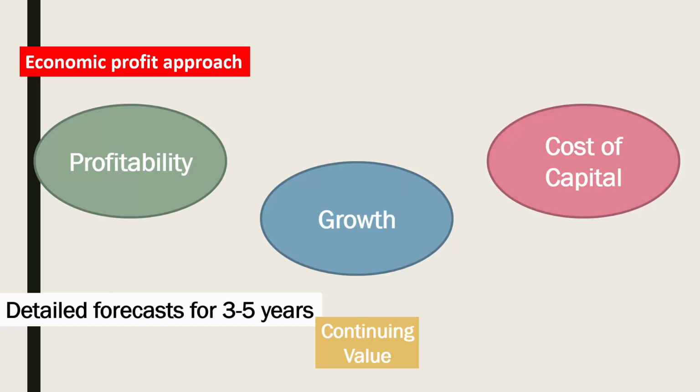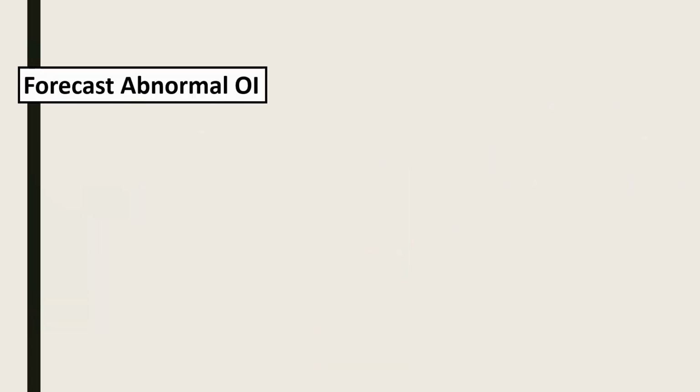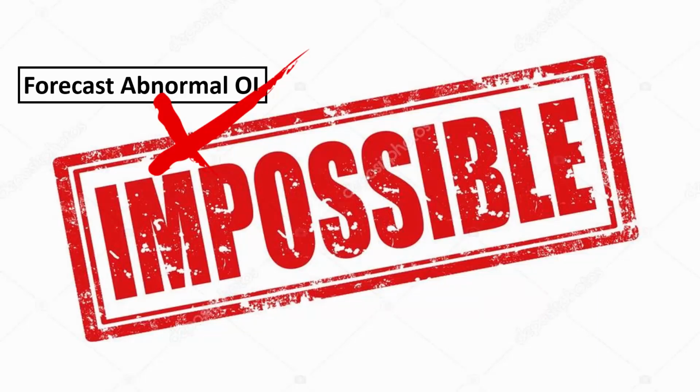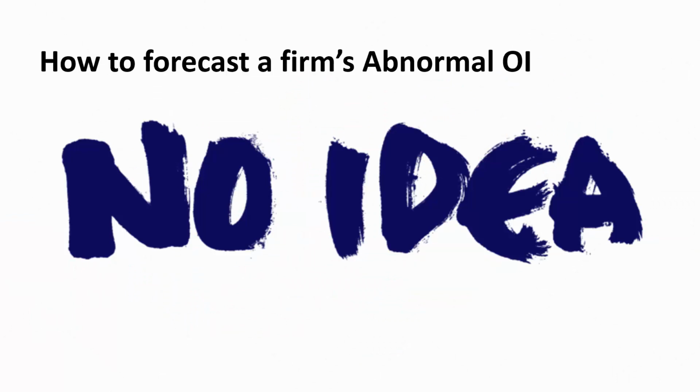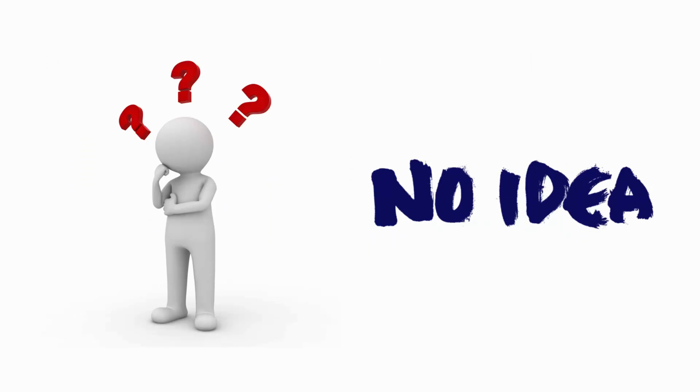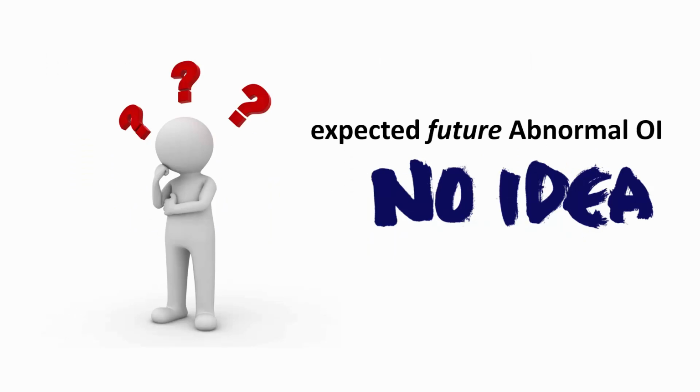One way to simplify the economic profit approach is to say it is not possible to forecast a firm's abnormal operating income. Impossible. In other words, our forecast horizon is not a few years into the future, but right now. Where we have no idea how to forecast a firm's abnormal operating income, our best guess about our firm's expected future abnormal operating income would be its current abnormal operating income.